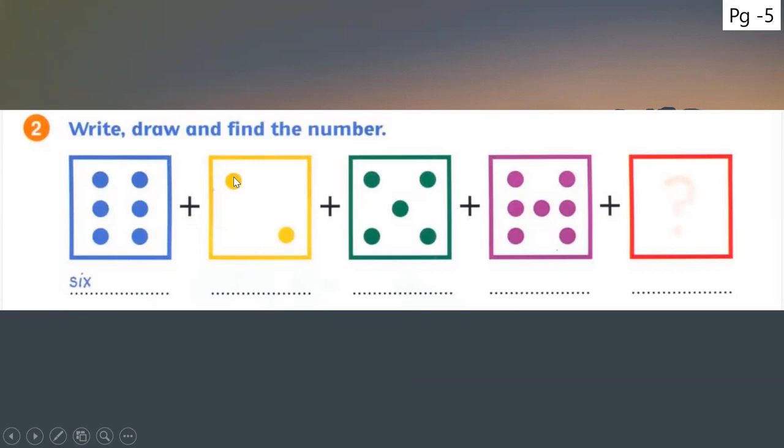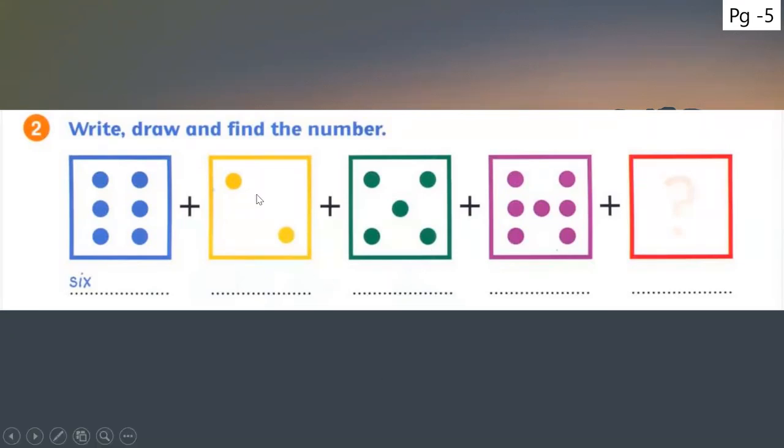So here, please count the yellow box. How many do you see? Teacher, how can I do it for a red box? Yes, you can draw the dots as you like. But what color is the box? It's red, right? So you have to use your red color pencil. If you don't have a red color pencil, it's okay. You can use the black one. You have a pencil, right? You can use your pencil.